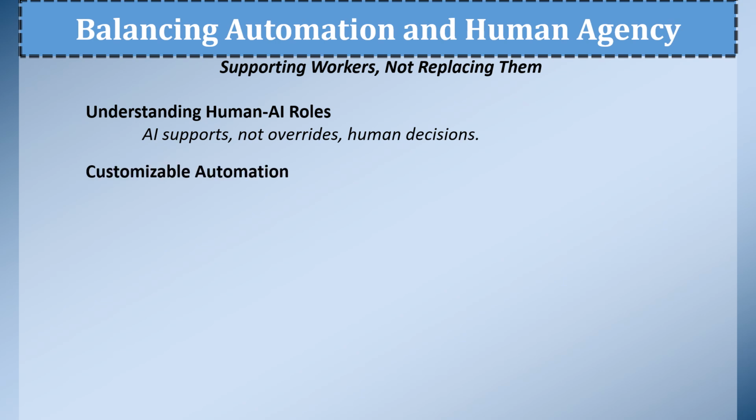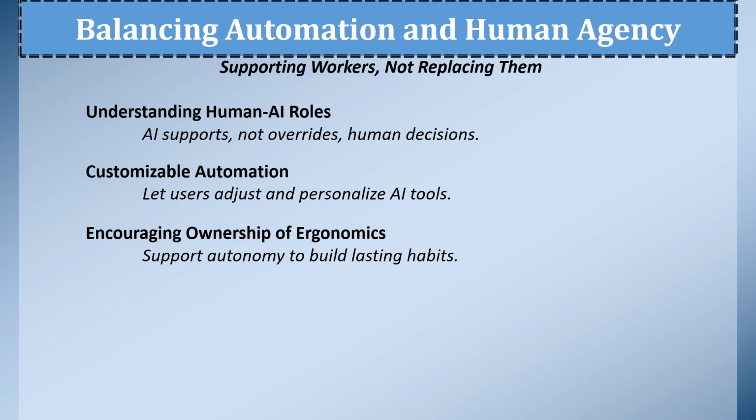user autonomy. Customizable automation. Systems should allow users to adjust settings, snooze alerts, or fine-tune recommendations. This keeps users engaged and prevents fatigue or resistance to constant automation. Flexibility helps workers feel empowered rather than monitored. Encourage ownership of ergonomics.